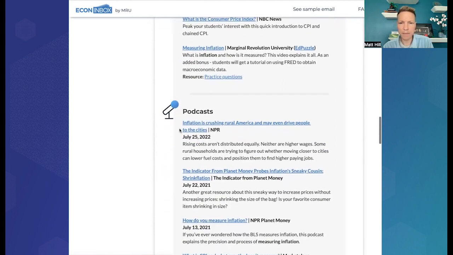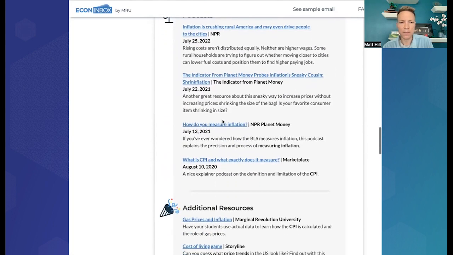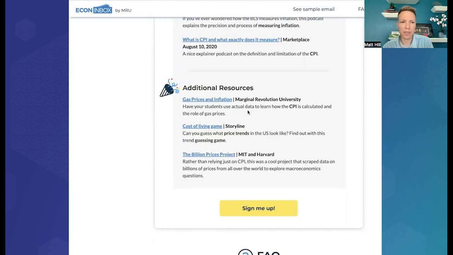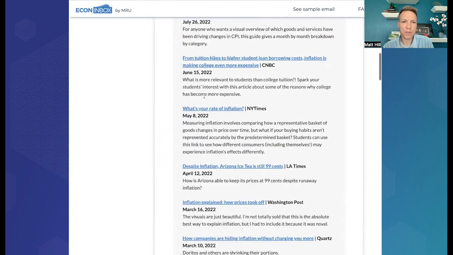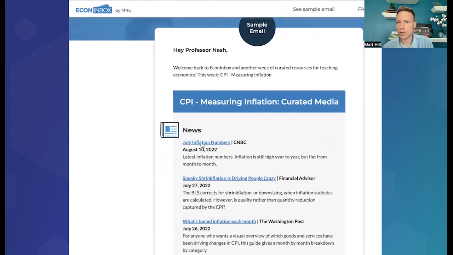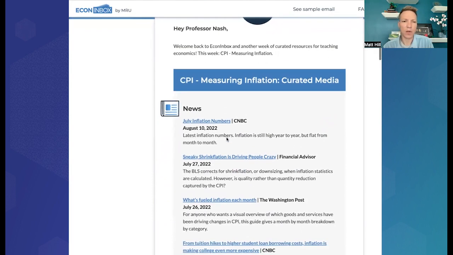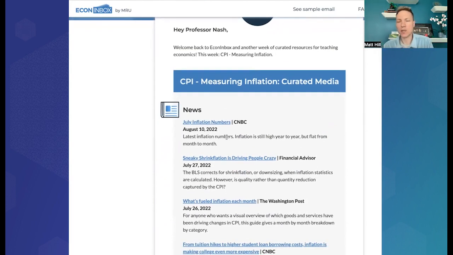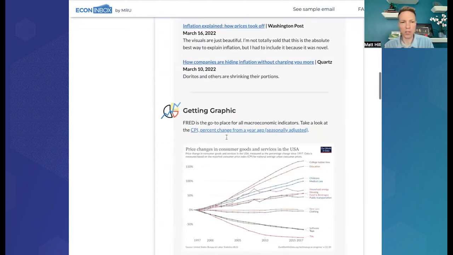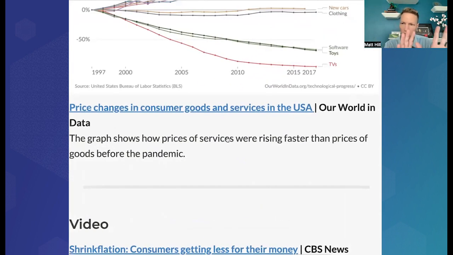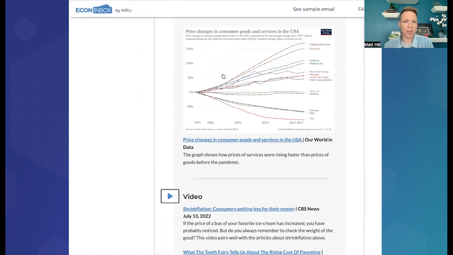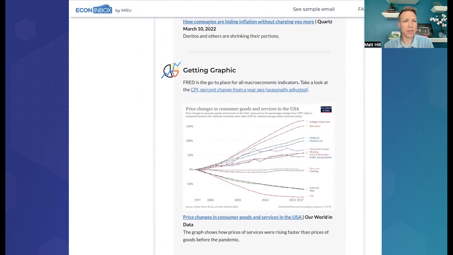and then podcasts as well. And then also some additional resources down here. So, just a variety of different resources, news, videos, podcasts, and again, you don't have to use them all. It's just like, here's some things that are recent and or great that we recommend, use them as you like. All right, so that's basically what EconInbox is.